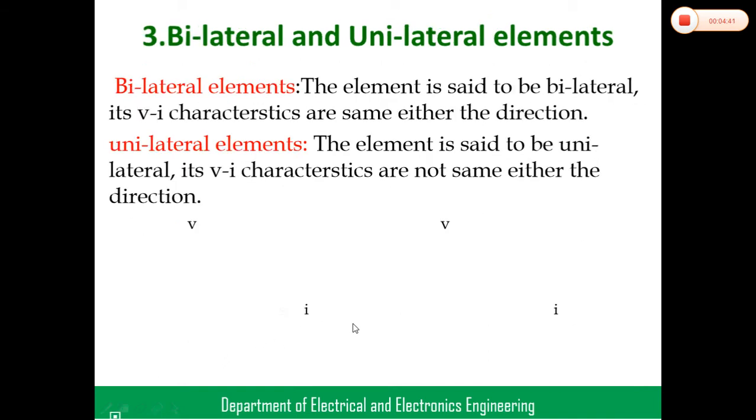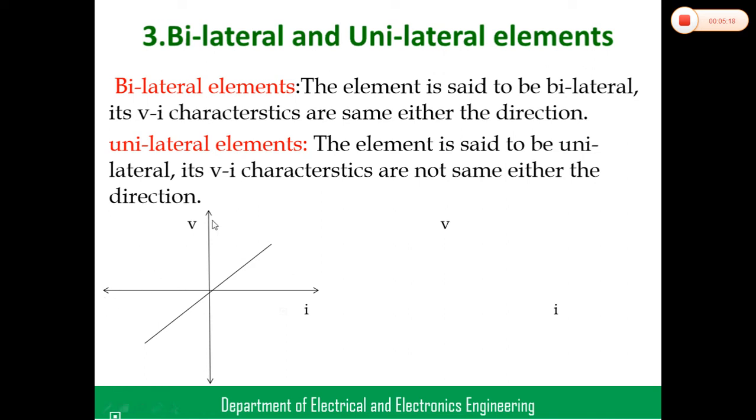Coming to the next parameters, that is bilateral and unilateral elements. Very important. First I need to define bilateral elements. The element is said to be bilateral if its VI characteristics are the same in either direction. Here I have taken small characteristics of voltage and current, showing the four quadrant operation: voltage positive and negative, current positive and negative. We already know that.